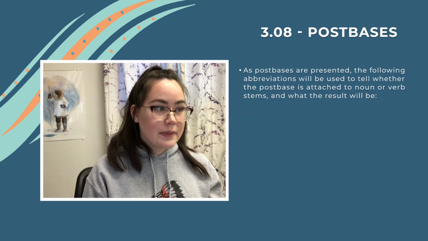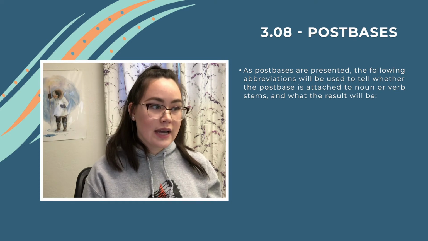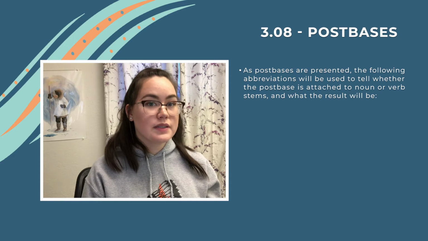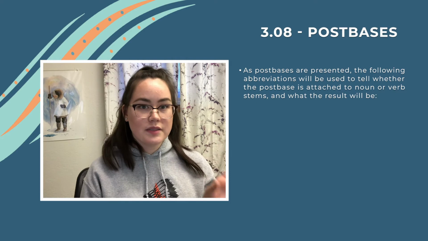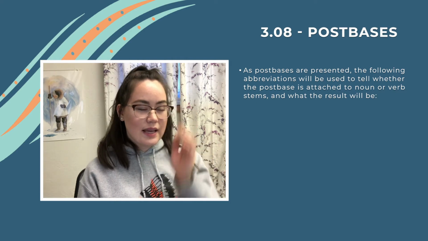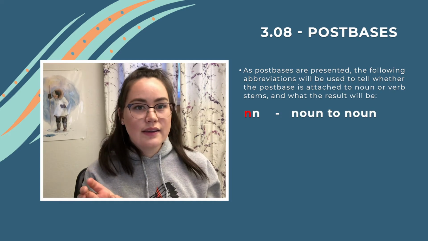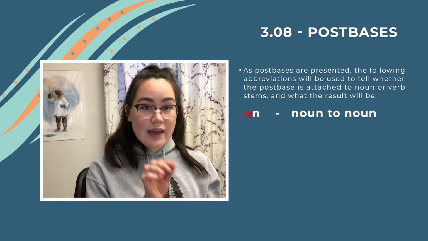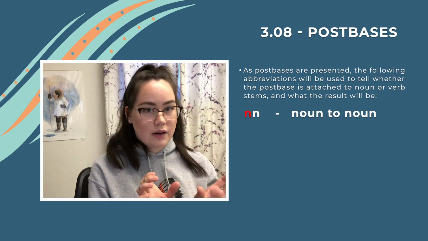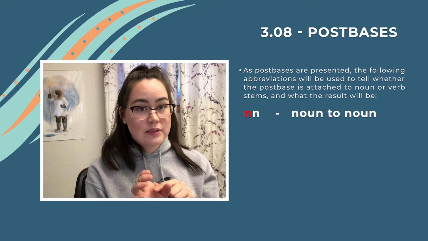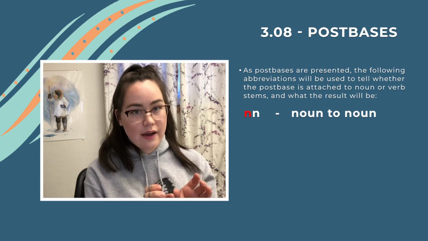Postbases. As postbases are presented, the following abbreviations will be used to tell whether the postbase is attached to noun or verb stems. So a noun stem is like a noun word. A verb stem is a verb word. So let's look at the examples to the right. So when you have a postbase -NN, that means that the first N means that you have to attach that specific postbase to a noun word. And after you attach that postbase to that noun word, the result will still be a noun. So a noun to a noun.